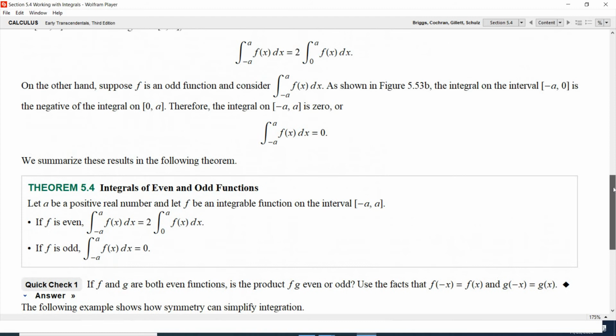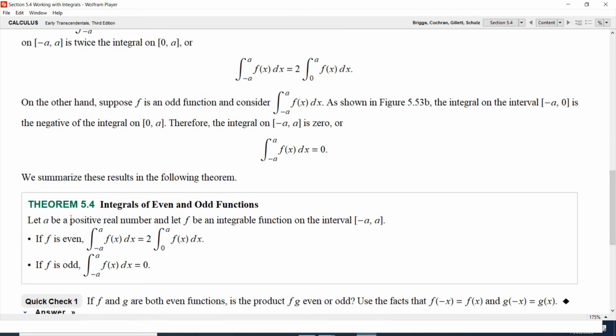Okay, so this is all stated in Theorem 5.4. It says let a be a positive number and let f be an integrable function on the closed interval from minus a to positive a. If f is an even function, then this definite integral from minus a to a of f of x is the same as 2 times the definite integral from 0 to a of f of x. And if f happens to be an odd function, then this definite integral from minus a to a of f of x actually equals 0.